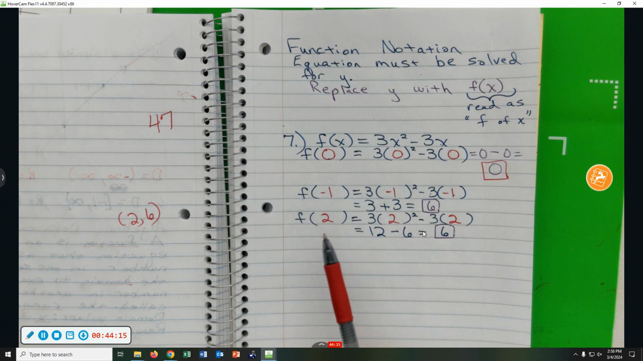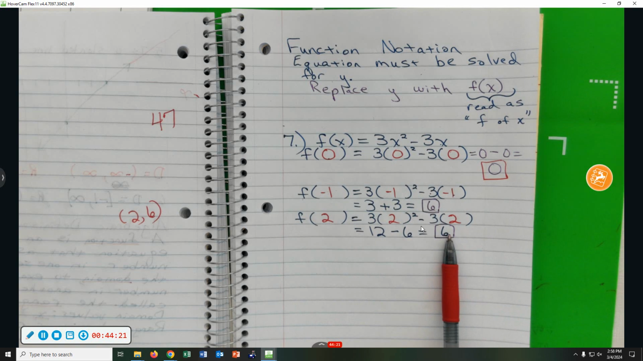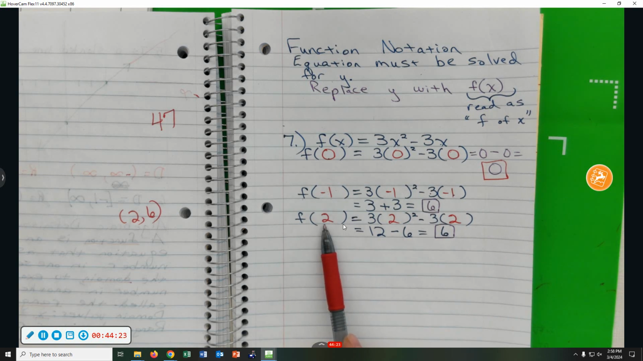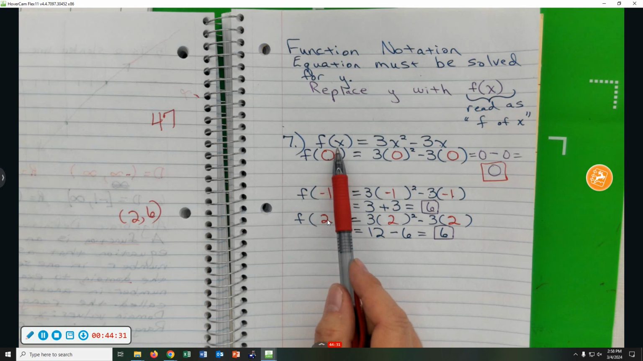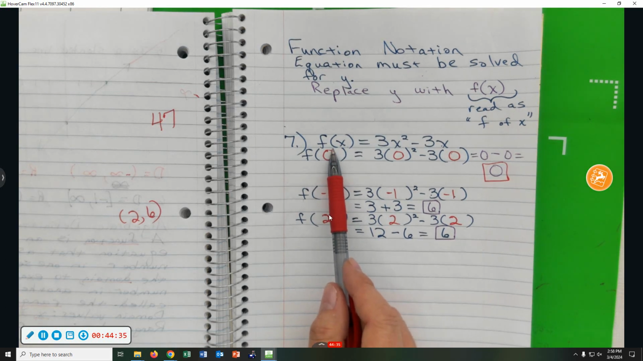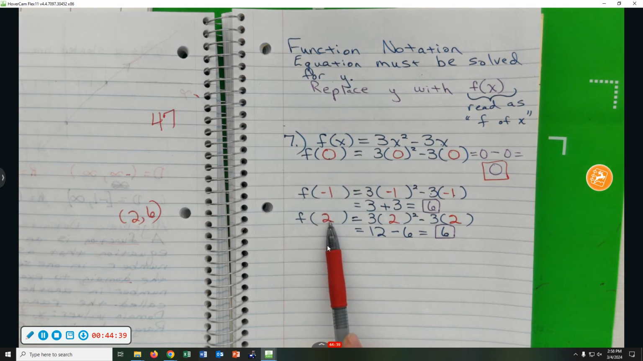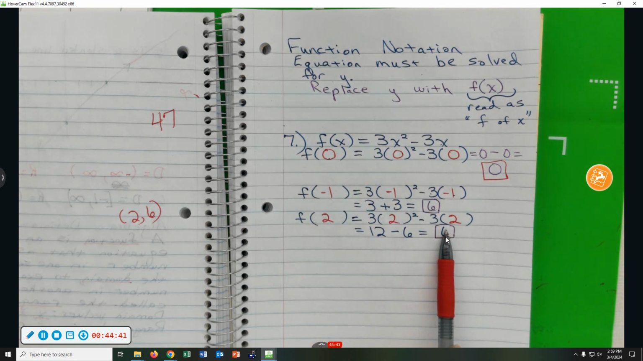Let me ask you something. Is it possible that I plug in 2 and get 6, and Tony plugs in 2 and gets some other number, and we both be correct? No, because for every x value, you know it's a function. They told you that with that f of x notation. You know it's a function, so for any x value, there can only be one y value.